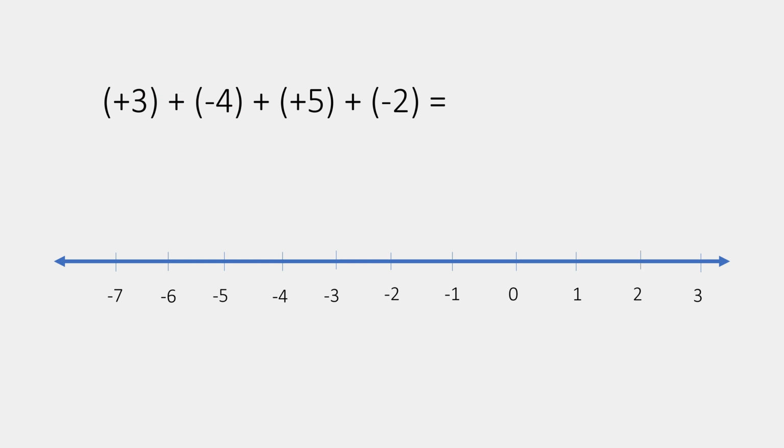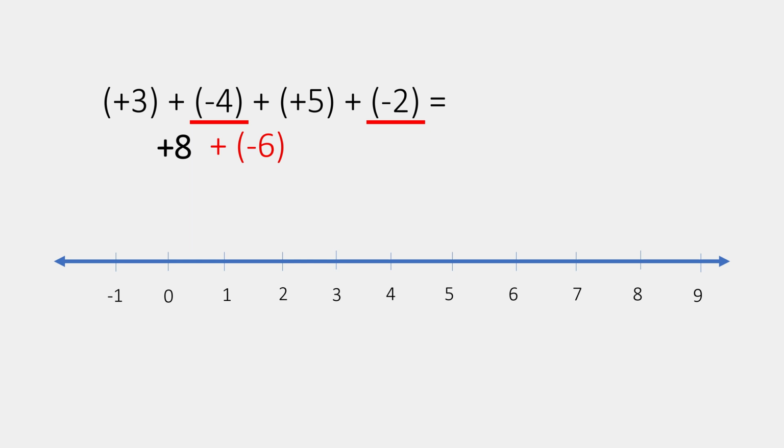Or what we could do is we could combine the like terms. So we have a positive 3 and a positive 5 underlined in red, and the answer will just be a positive 8. And we also have a negative 4 and a negative 2 underlined in red. We will combine the like terms, and a negative 4 plus a negative 2 will be a negative 6. So positive 8 plus a negative 6.